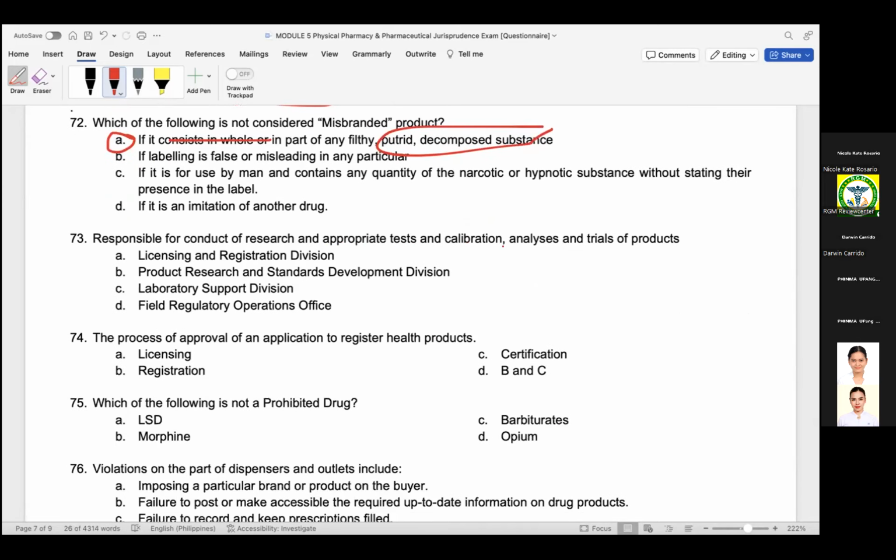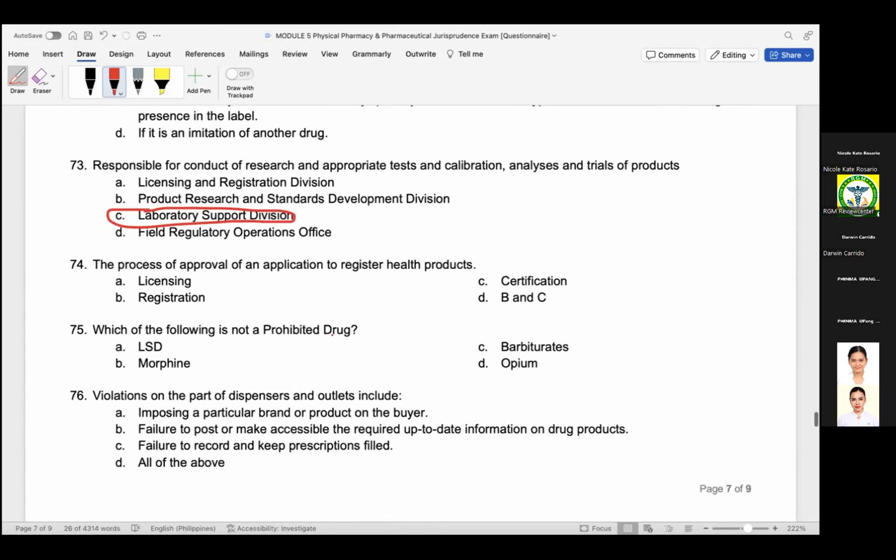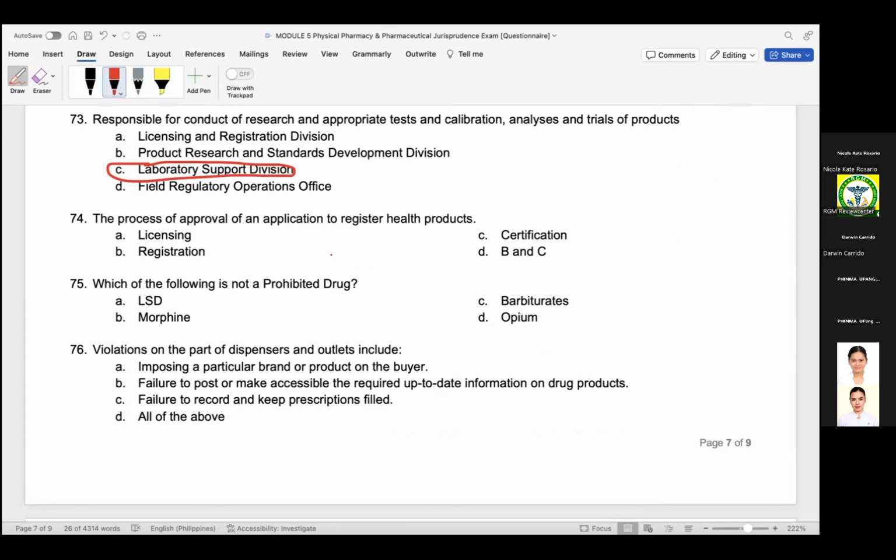Licensing, giving LTO, registration, giving CPR. Product Research and Standard Development Division, as the name implies, they create standards. And Field Regulatory Operations Office, sila yung inspectors ng mga drug establishments. Okay? So number 74, the process of approval of an application to register health products, registration, letter B. Pag licensing, LTO. Pag certification is just giving of any certificate or permission for a certain establishment to perform. Okay? So letter B is the correct answer.